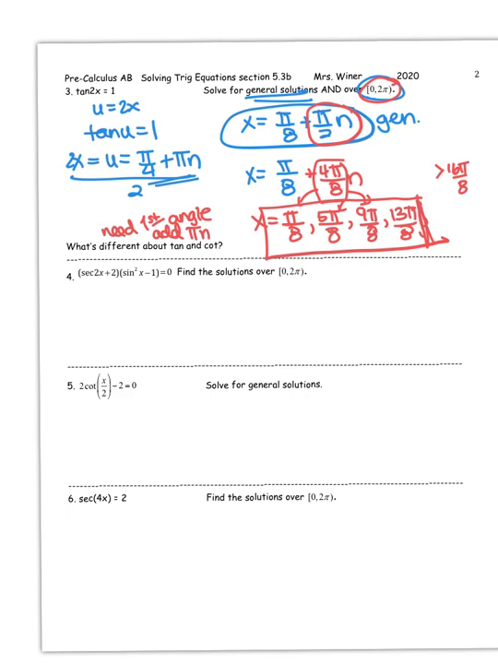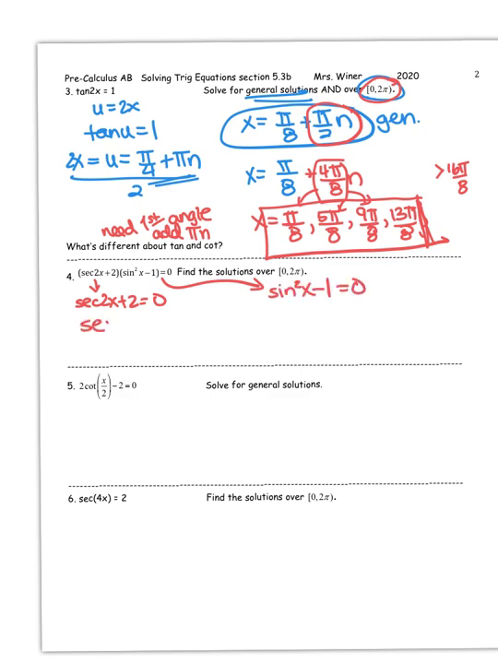Okay, so let's take a look at number 4. And by the way, we're only doing 4, 5, and 6 for this video. We're going to save the next handout for the next class. So this is already in factored form, so you do not need to distribute it. You just solve each of them. So I set this equal to 0 and this equal to 0.